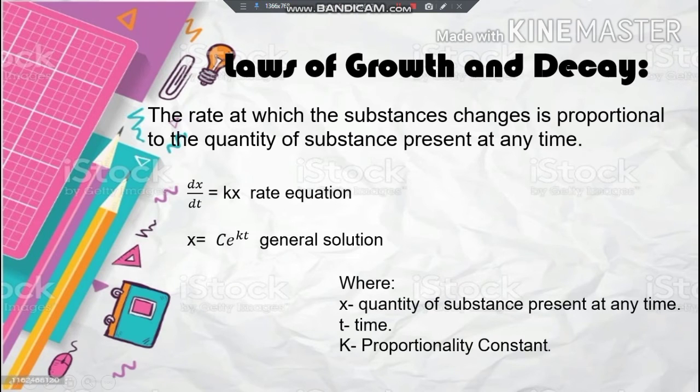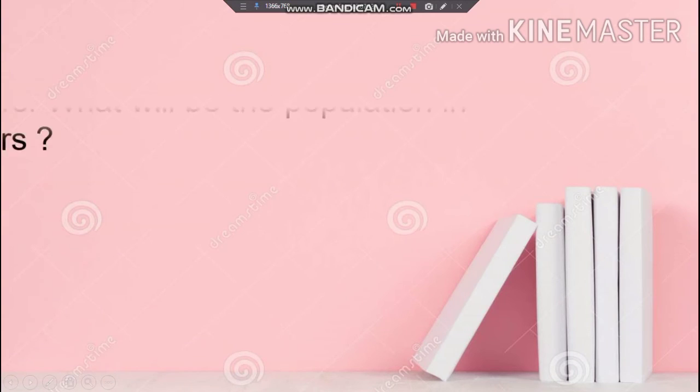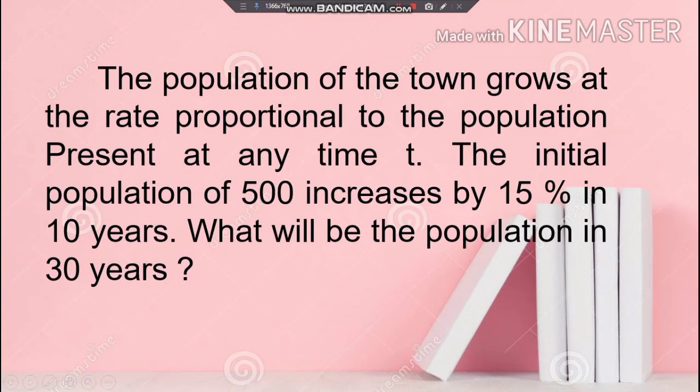where x is the quantity of the substance present at any time, the small letter t is for the time, and k is the constant of proportionality. To further understand the laws of growth and decay, we have an example here. The population of a town grows at a rate proportional to the population present at any time t. The initial population of 500 increases by 15% in 10 years. What will be the population in 30 years?